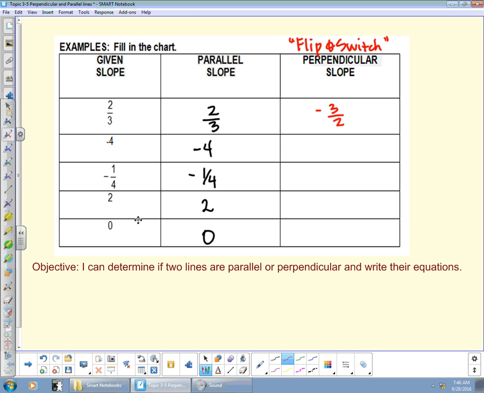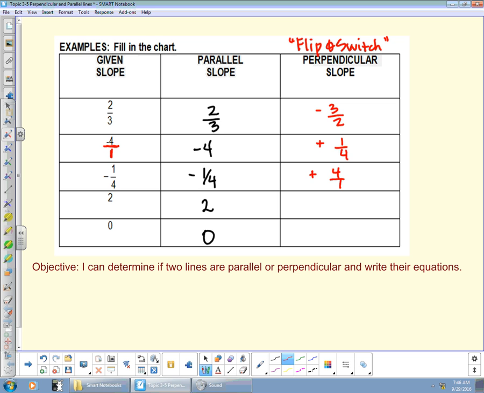Now, -4 is a little tricky. And so what I might want to do is make it into a fraction first. And if I want to make it into a fraction, I'm just going to put a 1 under it. And so if I flip the fraction, it's going to be 1/4. If I switch the sign, well, the given slope is negative, so this has to be a positive 1/4. Next one's a little bit easier. Flip the fraction, 4/1. Switch the sign, negative goes to positive.